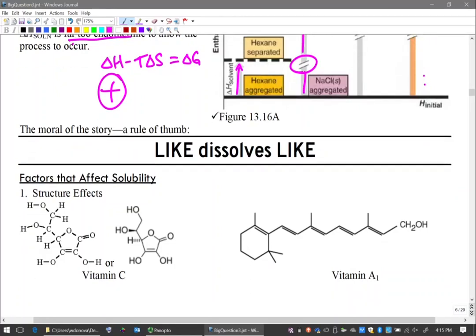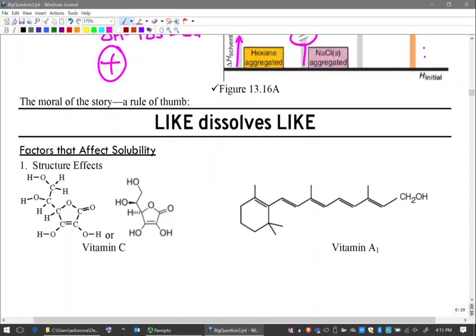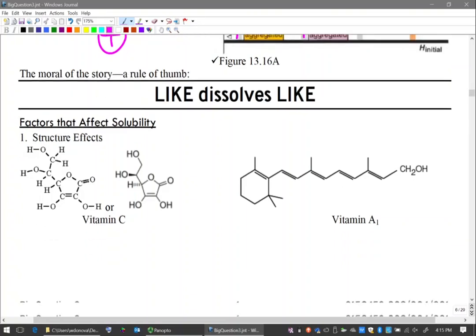So be careful with your "like," or it's better if you say "you know" than "like" in this case. But like dissolves like is a general thing. It's not perfect. Okay. What affects solubility of things as far as this like dissolves like, and then some other factors as well? Structure affects solubility.